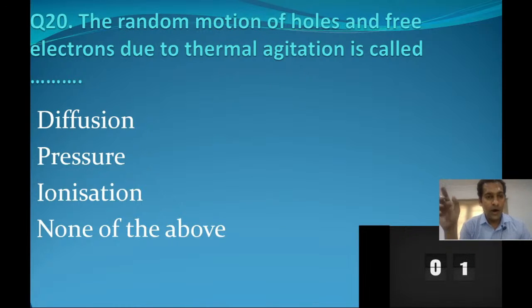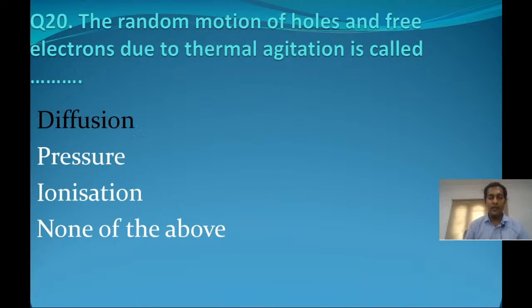The timer starts now. Here the concept is talking about thermal movement of holes and free electrons. What may be the answer? Where does diffusion take place? Diffusion is related with nature's law. Opposites attract. They form the potential difference. If you remember, pressure is some force applied. Ionization, none of the above. Your time ends now. The answer is diffusion.